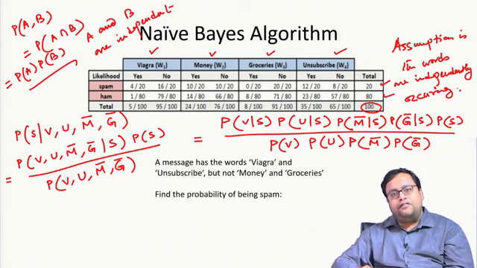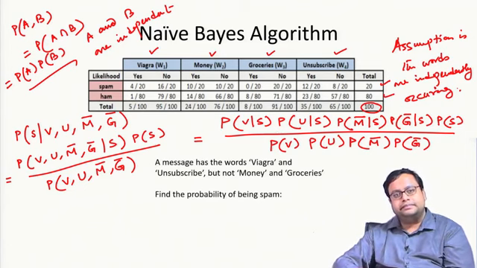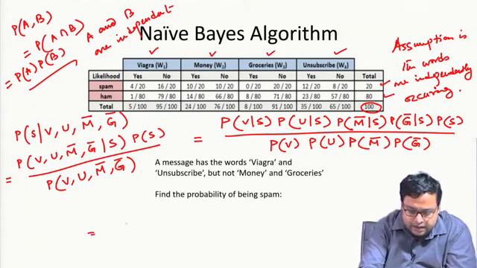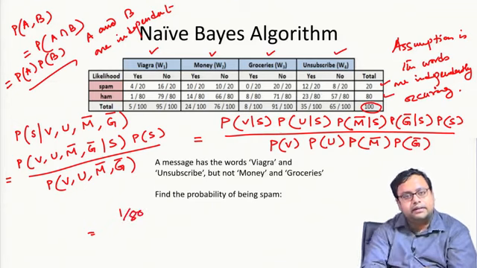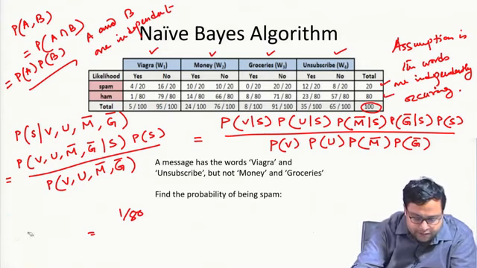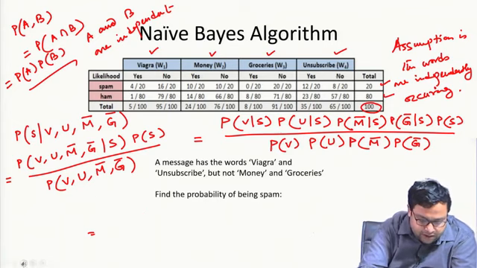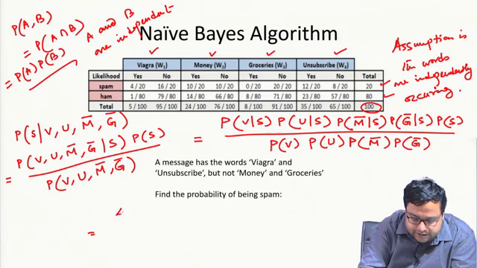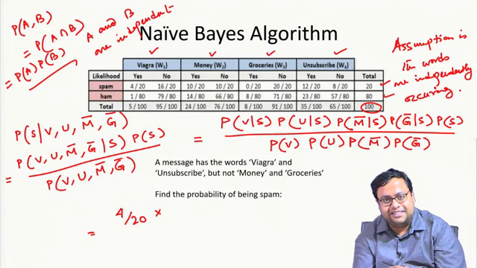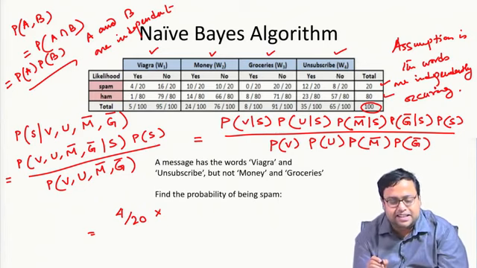Now, tell me the value of V given S. Given that it is spam, what is the probability that it will be Viagra? It will be 1 by 80, right? Check carefully. No, no, it will not be 1 by 80. It will be 4 by 20. Right or wrong?